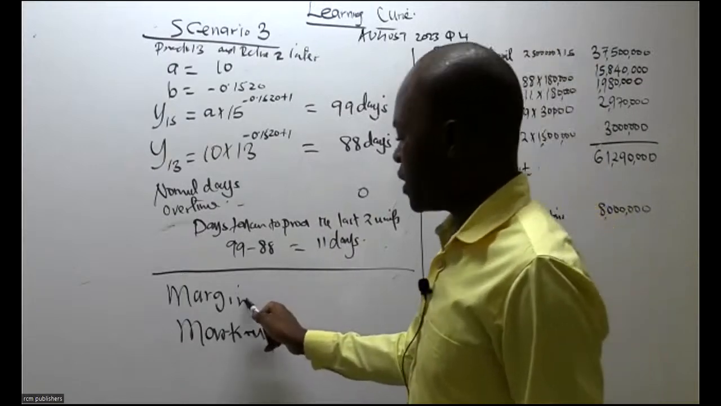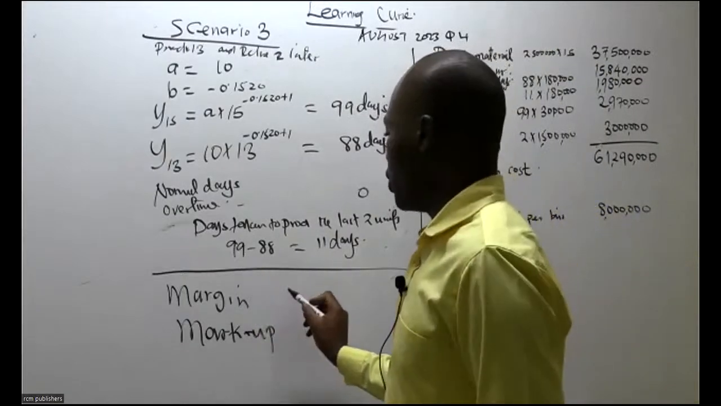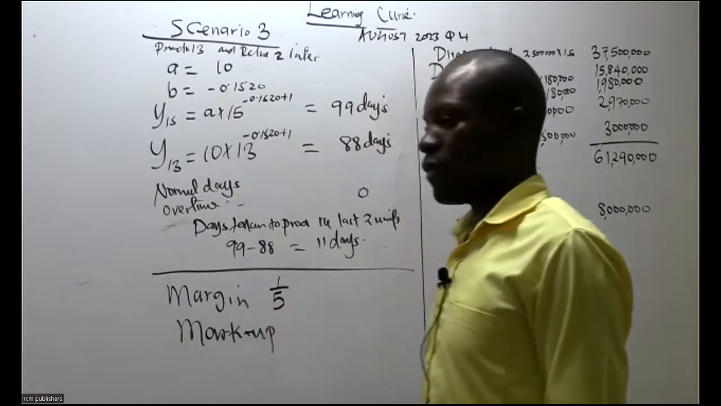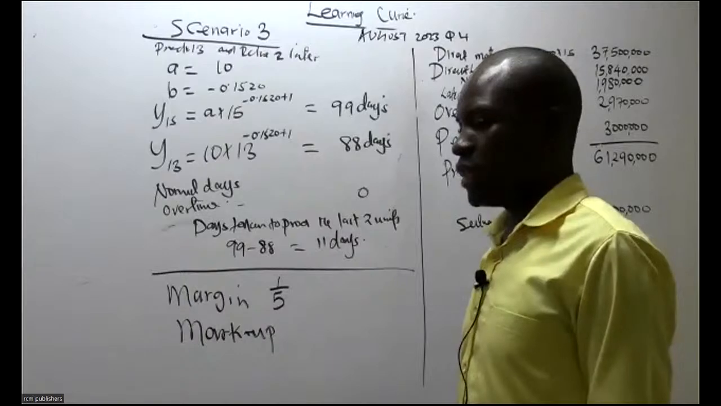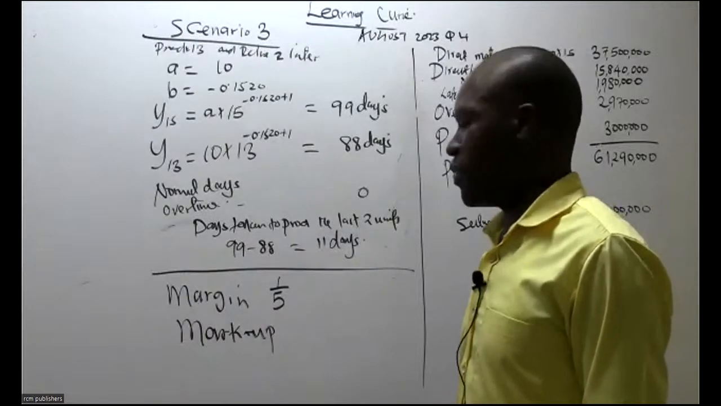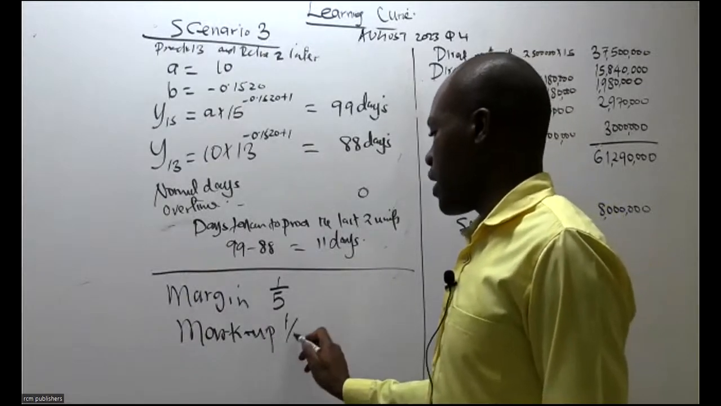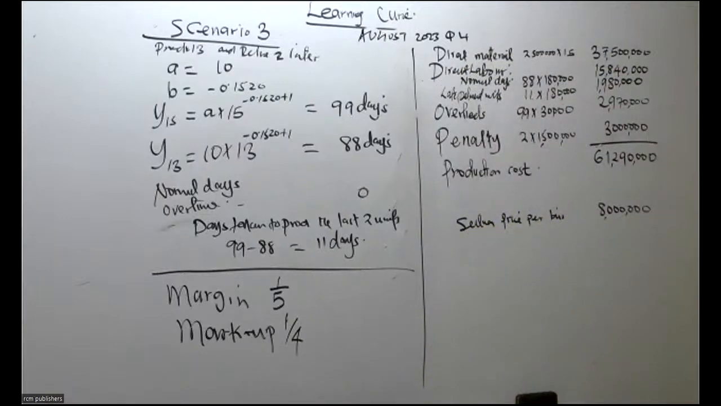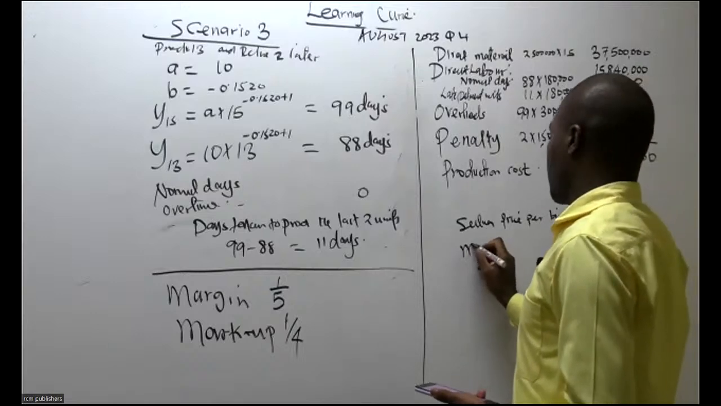So we are told that margin is 20%, which is the same as 1 over 5. So it means your markup will be 1 over 4. Now, if you have that, let's get the margin.